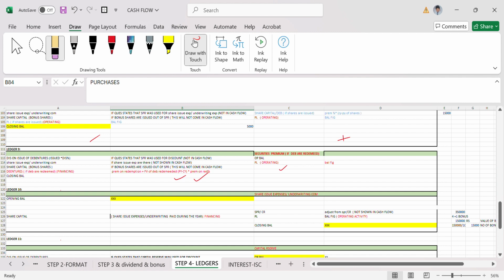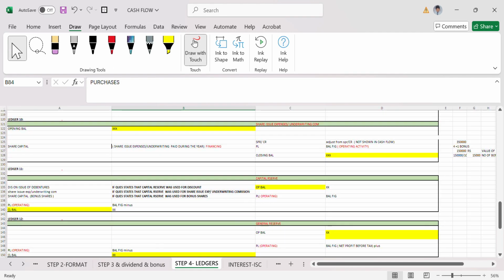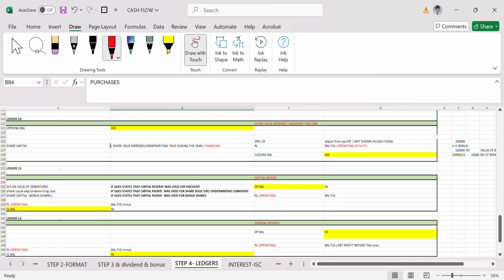Then we have ledger account for share issue expenses or underwriting commission. Both heads are prepared in the same manner. How do you go about it? While preparing share issue expenses or underwriting commission, the opening balance is recorded here, closing balance is recorded here. In the question, they will give you in the adjustments below how much is the share issue expenses or underwriting commission paid during the year, which you will record here as share capital. Again, you will write this off from SPR, capital reserve or PNL as the case may be.